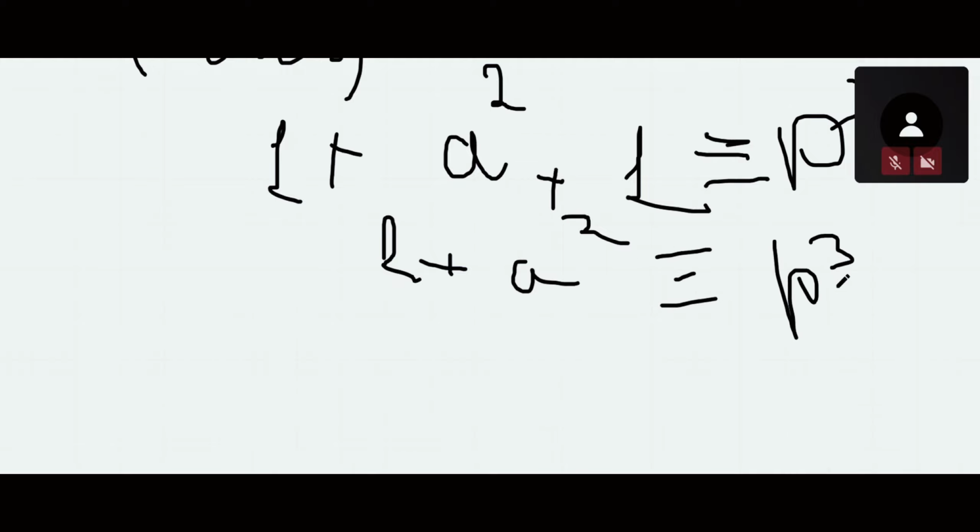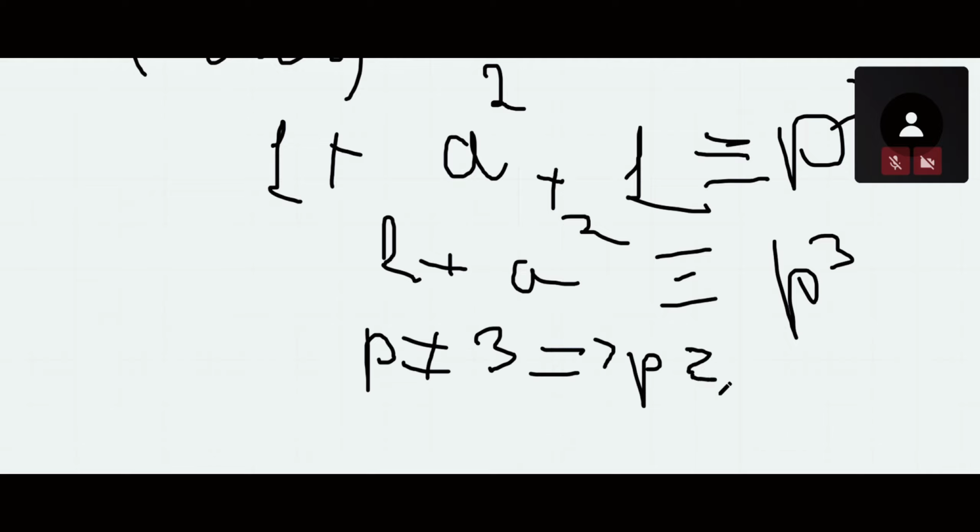If p cubed was divisible, a squared would need to be 1, but we know that p isn't 3, it's bigger than 5. Yes, we know this data. Because of this, p cubed is not divisible by 3.